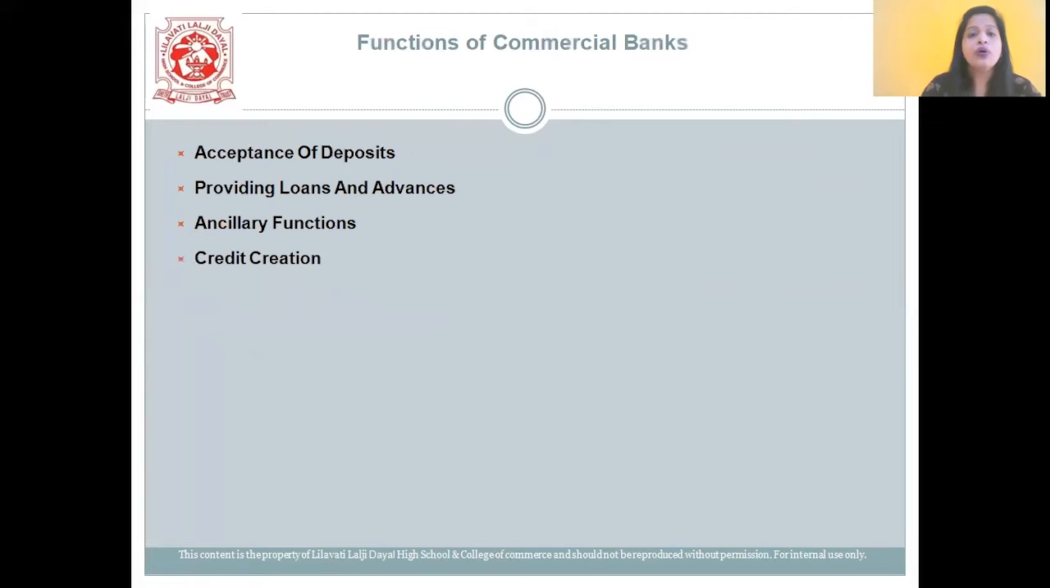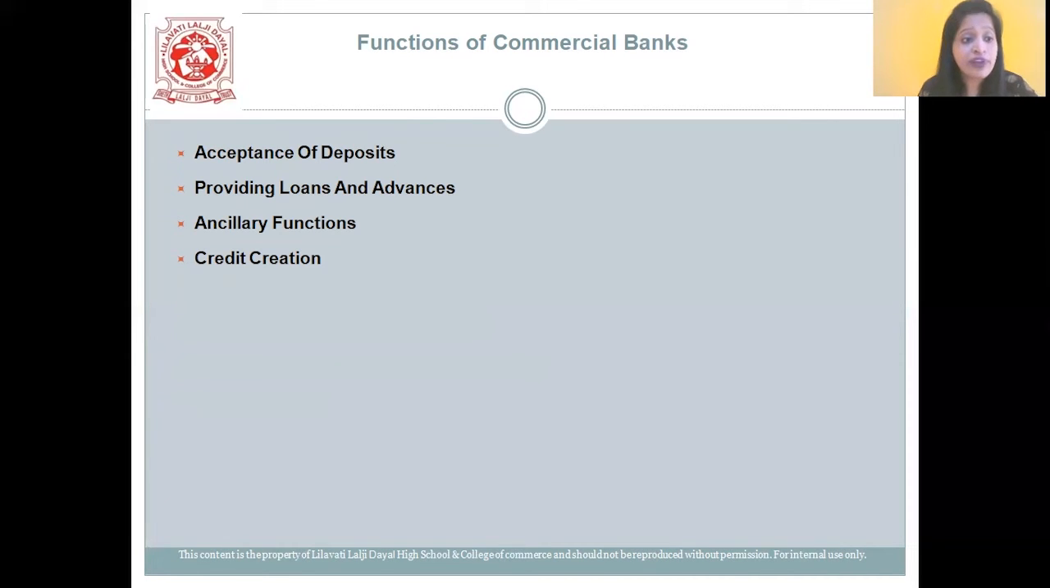Now let us see some of the functions of the commercial bank, students. The first one is acceptance of deposits. Deposits continue to be the main source of funds for the commercial bank. So accepting deposits is the main function of the commercial bank. Next one is providing loans and advances. Here the commercial bank mobilizes savings and then lends its funds to the institutions who are in need of them. So it provides loans and advances to the borrowers.